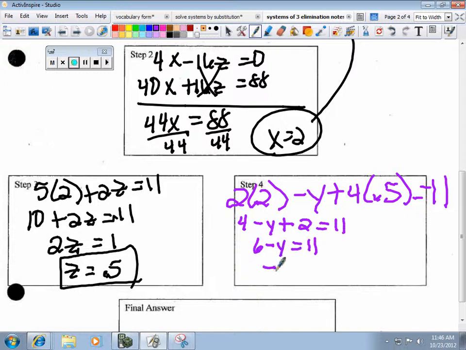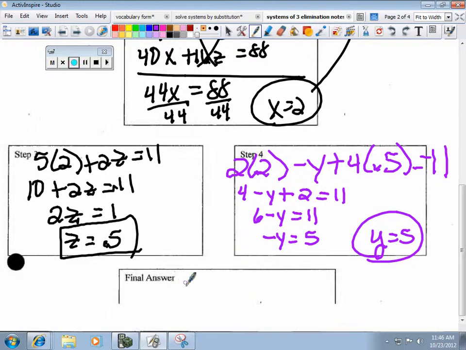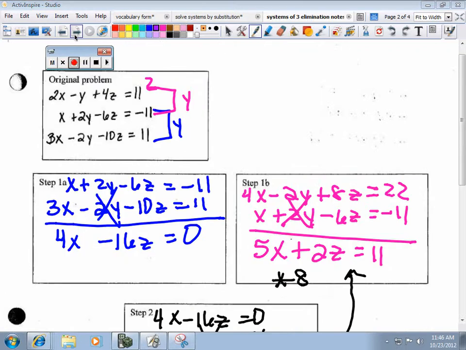Move your 6, negative y is equal to 5. Can't have a negative, so y is equal to negative 5. You now have all of your answers. You write them down here in this bottom box in alphabetical order. So it's 2, comma, negative 5, comma, 0.5. There's your solution. Next problem.